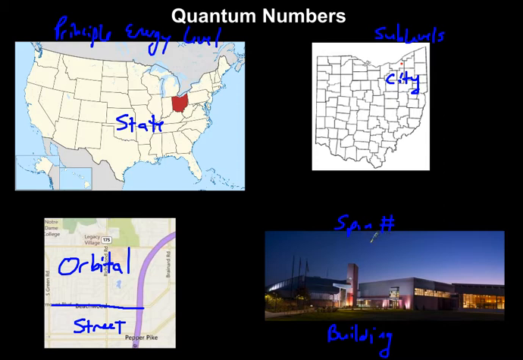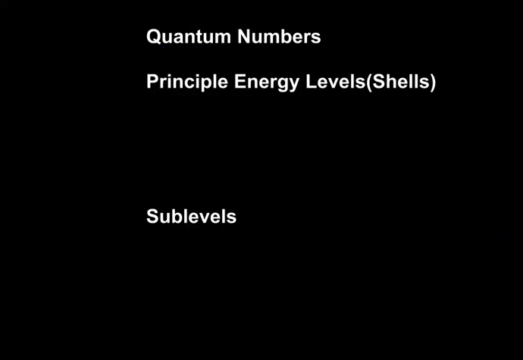Okay, we're not going to do too much with spin number, but just know that the 4th quantum number is a spin number. So we're going to look at these 3 in detail, one at a time. So starting with the principal energy level.